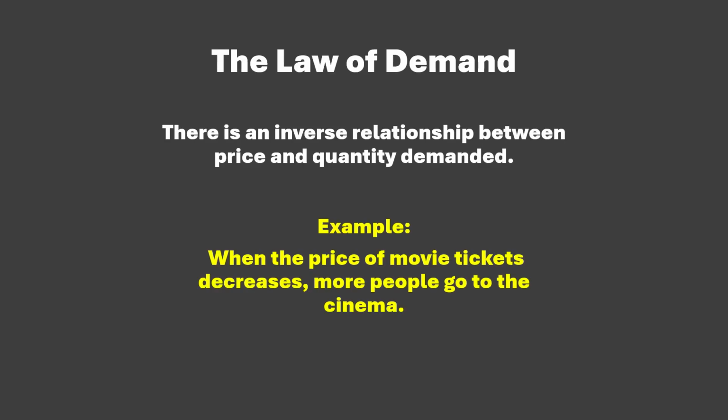This is Demand Explained. In this video, we'll break down the key concepts of demand in economics and why demand behaves the way it does. Let's start with the law of demand. This law states that there is an inverse relationship between price and quantity demanded. For example, when the price of movie tickets decreases, more people go to the cinema.